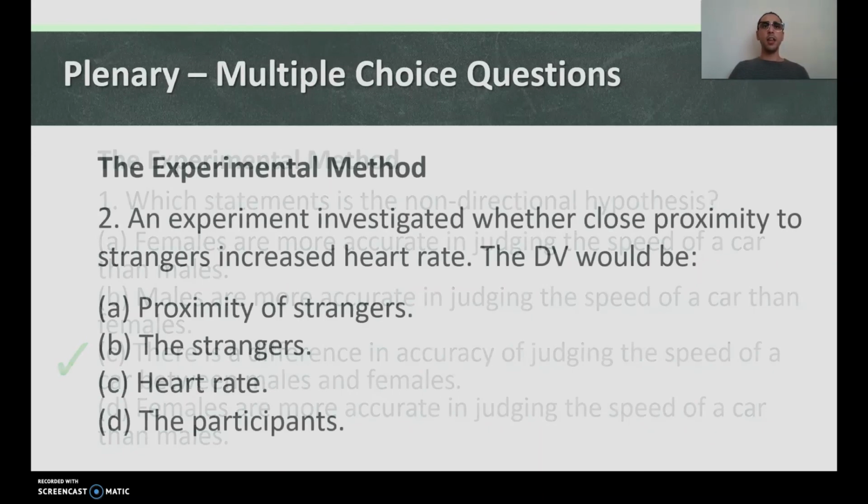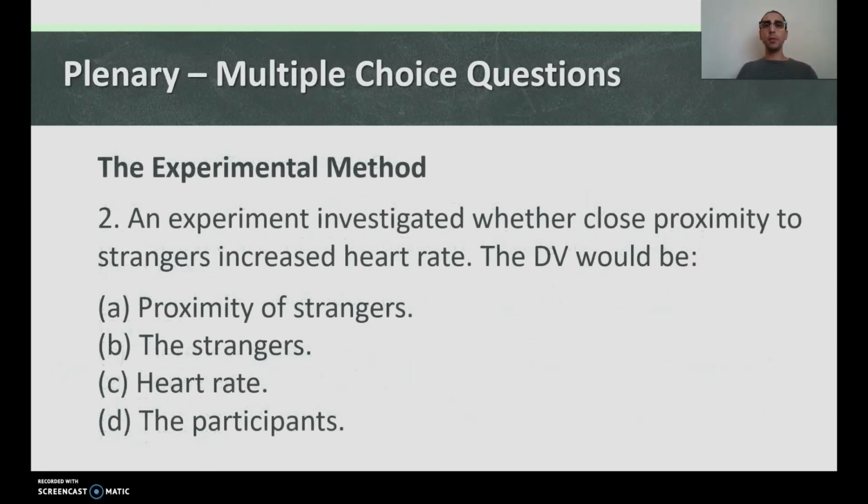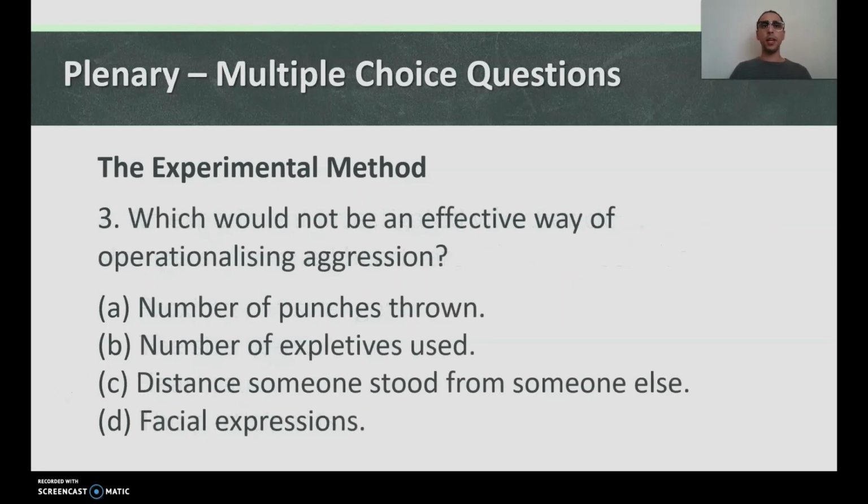Yes. Number 2, an experiment investigated whether close proximity to strangers increased heart rate. The DV would be what? A, proximity of strangers. B, the strangers. C, the heart rate. Or D, the participants. What would the DV be? What are we measuring? We're measuring the heart rate. So C. Yes.